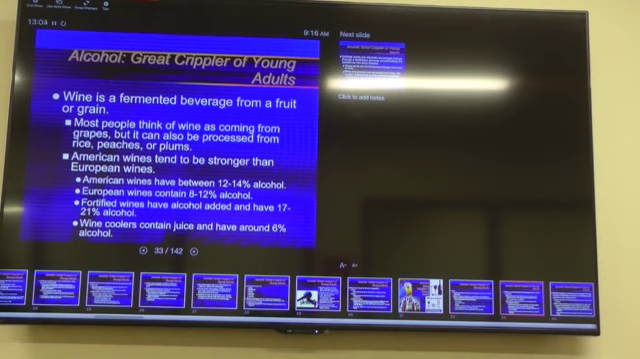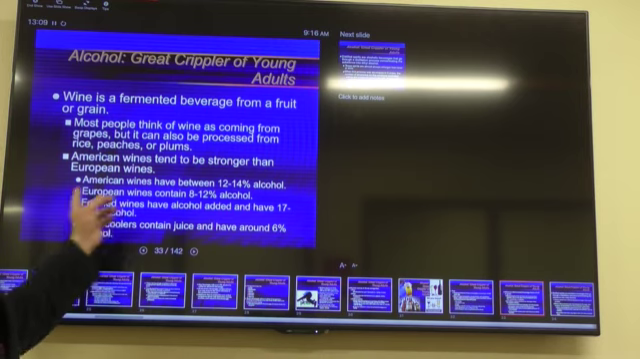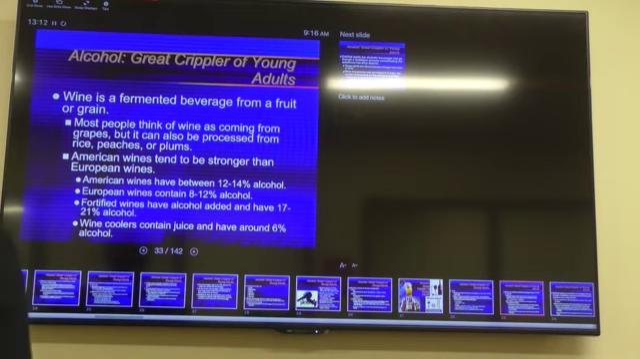European wines, 8 to 12% alcohol. And this makes a lot of sense. We drink wine in the United States as an alcoholic beverage. In Europe, of course, it's drunk because they can't drink the water. So in order for people to drink enough wine, they need to consume enough liquids. The alcohol is a lot less in Europe. So French wine's a lot weaker, Italian wine's a lot weaker, Spanish wine's a lot weaker because that's all they drink. Fortified wines have alcohol added and have 17 to 21% alcohol.